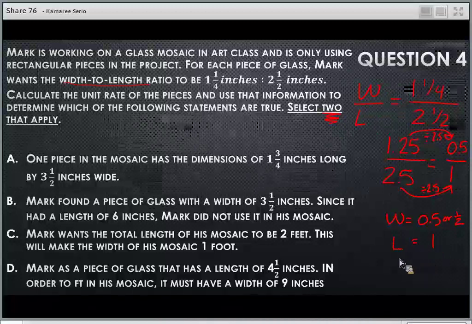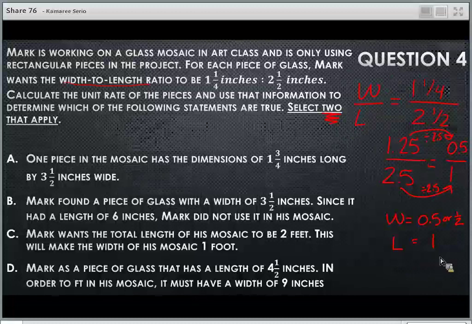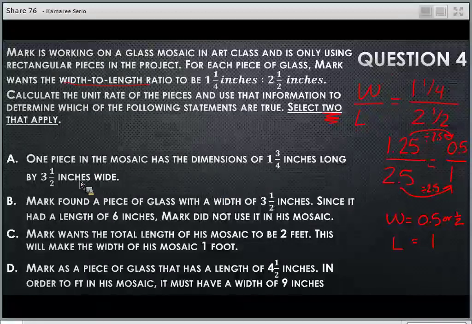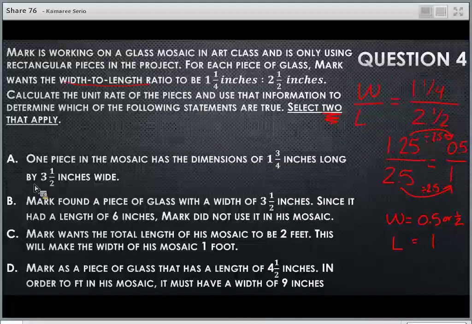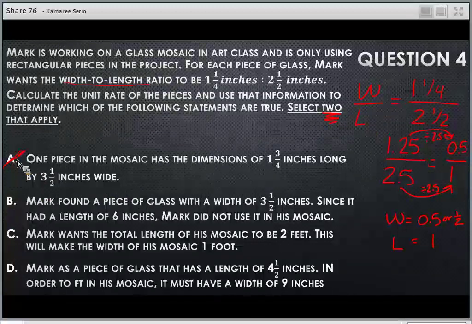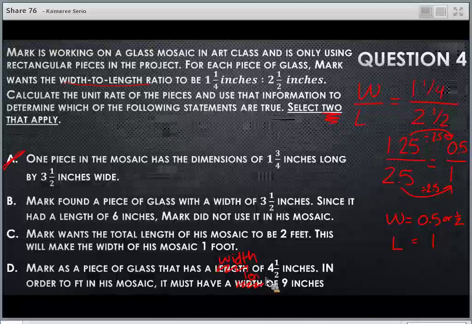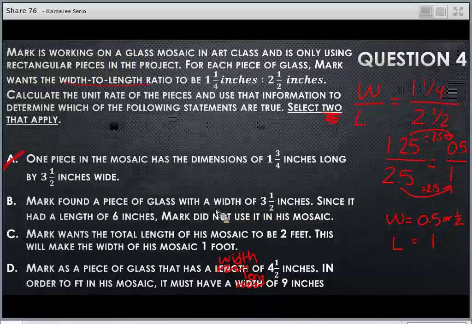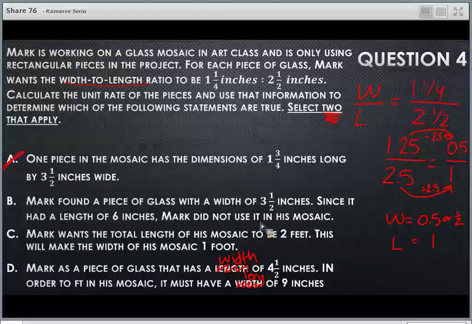Okay, so this means that the length is longer, which means I want to look for examples where the length is longer. So let's see, this one piece has dimensions of 1 3/4 inches long and 3.5 inches wide. Well, the width is longer here, so this cannot be true. I'm going to fix a typo down here really quick because I forgot to change it. Okay. Mark found a piece of glass with a width of 3.5 inches. Since it has a length of 6 inches, Mark did not use it in his mosaic.